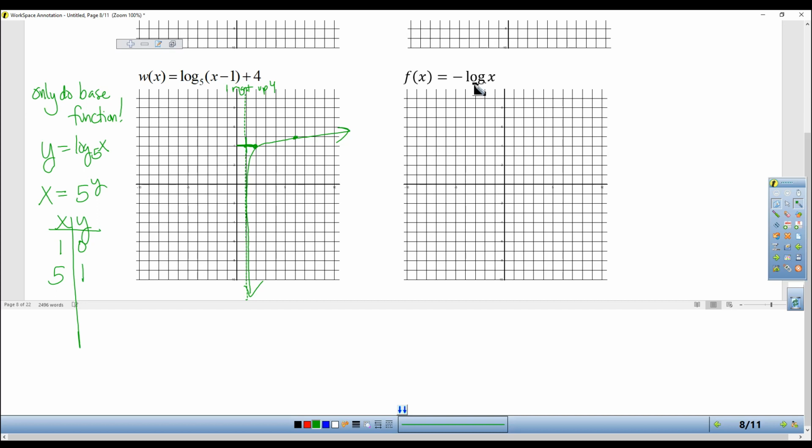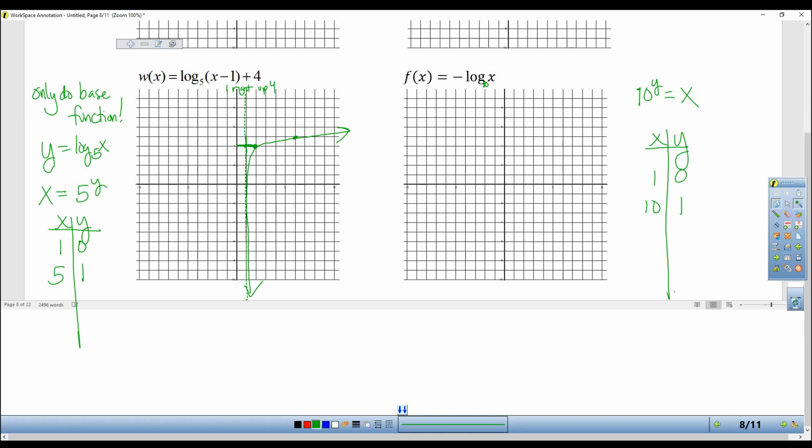So on this one, it has a negative out front, which means it's going to flip it upside down. The base you can't really see, but it's a 10. You do have to kind of write it in if you want to reverse it. So 10 to the y is equal to x. I don't know why I made that so long. I'm only going to do 2 points. If y is 0, anything to the 0 power is 1. And if y is 1, we're already up to 10. We're barely going to fit it as it is.